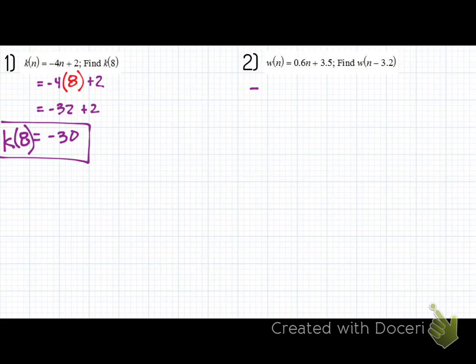Number 2 looks a little bit more difficult because we have the decimal there. And then our function is a little different. We don't want to put in a number, but we're going to actually put an expression into n. So whenever we see n in the second function, I'm going to put this expression in. So we got w of n is equal to 6/10 n plus 3 and 5/10. So what do I do? I first figure out what's the variable, which is n.